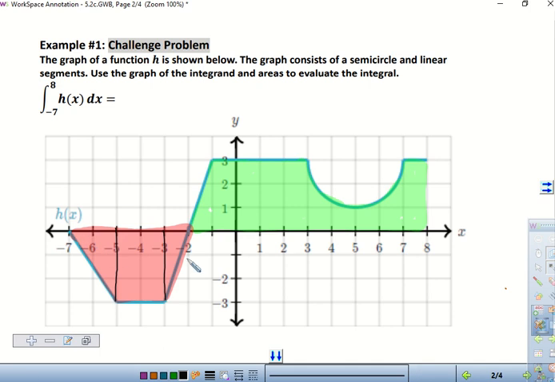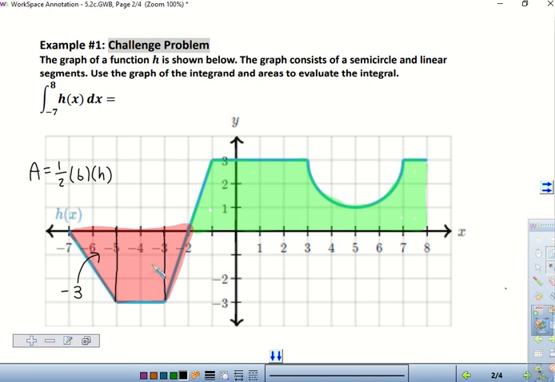So I have two triangles and a rectangle. Everybody see that? What would be the area of this triangle right here? 1/2 base times height. So 2 times 3 is 6. What's 6 divided by 2? 3. Everybody see how I got that area? That's the formula. A equals 1/2 base times height.